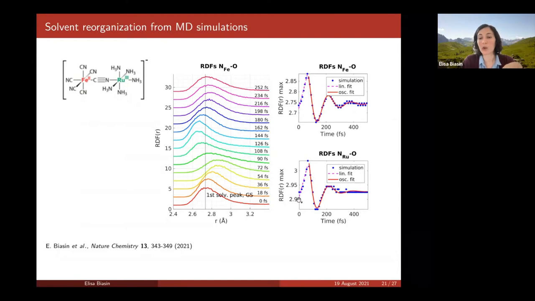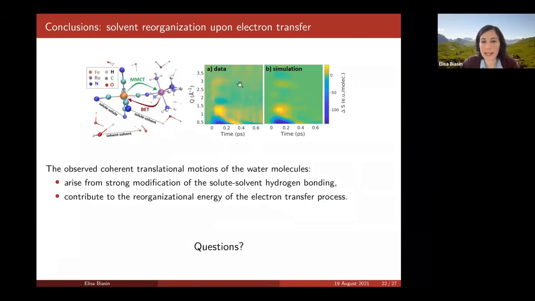So we have the water molecule that in this case also moves away from the complex and then comes back upon back electron transfer. So to summarize, what we could conclude from the analysis of the scattering data in combination with the iron K beta data is that we directly observed ultra-fast coherent translational motion of the water molecules that are hydrogen bonded to the ligand of the complex. And these motions arise from a change in strength of the hydrogen bond. Upon metal-to-metal charge transfer, the hydrogen bonds are weakened, and so the molecules move away from the complex. And then when we restore the ground state, the hydrogen bond strength is restored and the molecule can come back with this coherent motion. And we could conclude, and more studies are on the way, that this motion must contribute to the reorganizational energy of the electron transfer process.